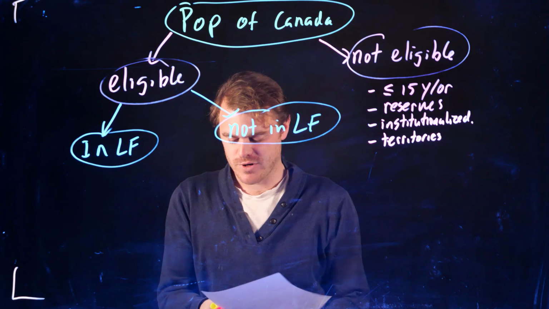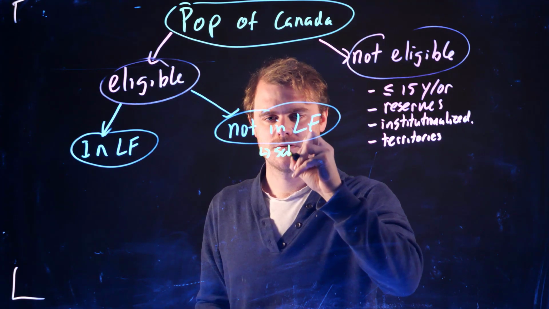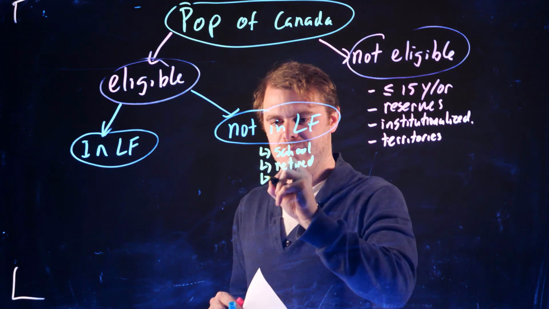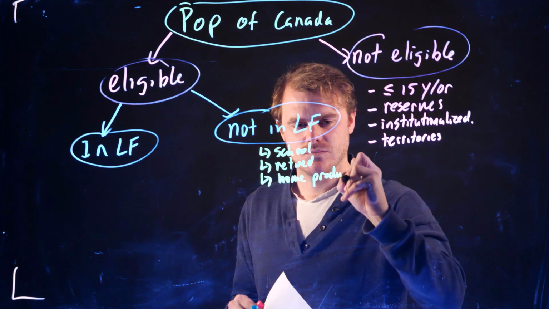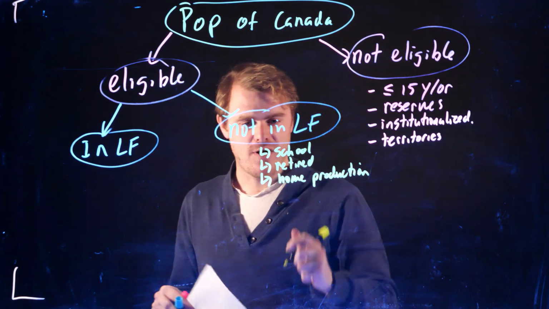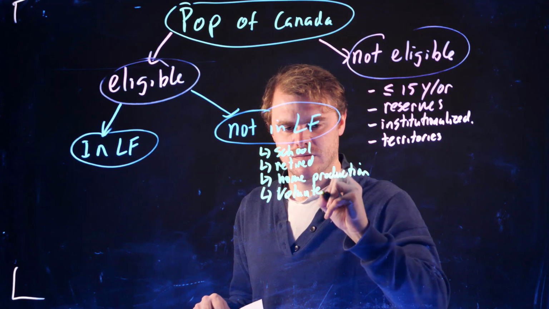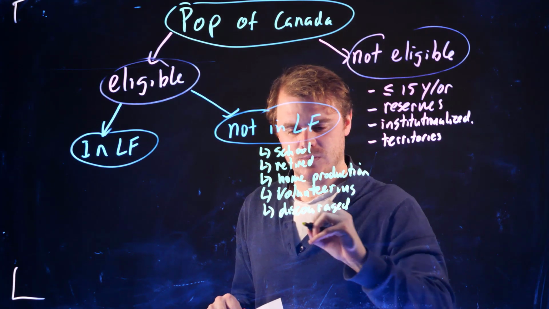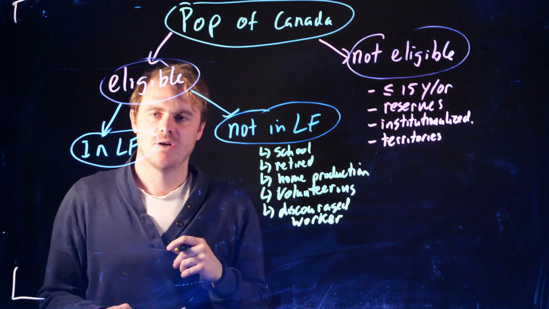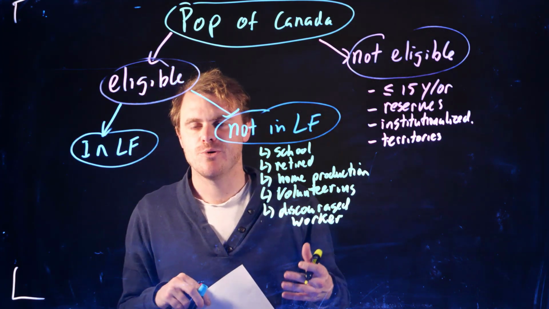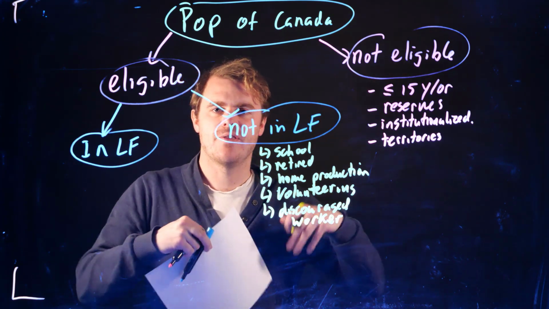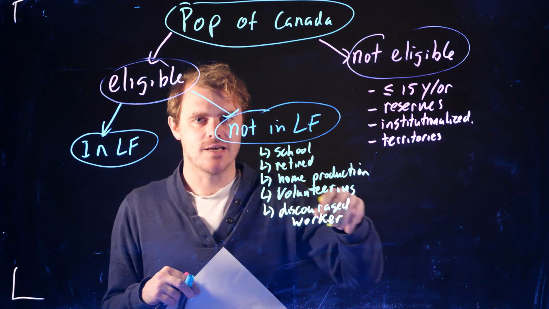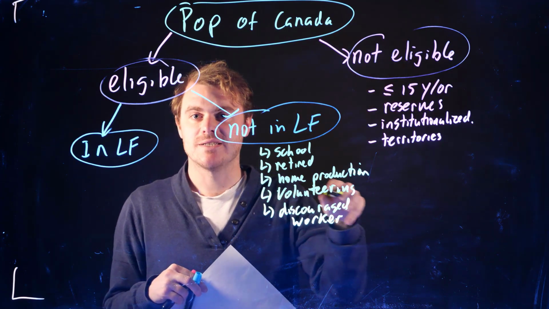And so those who are not in the labor force are people who are in school. They might be retired. They might be engaging in home production. They might be volunteering. Or maybe they're discouraged workers. And a discouraged worker is someone who is unemployed and not looking for a job. They looked for a while and got discouraged, they can't find anything, so they're not even trying to find a job anymore. So they're not in the labor force if they're not seeking employment. So we label them as discouraged workers.